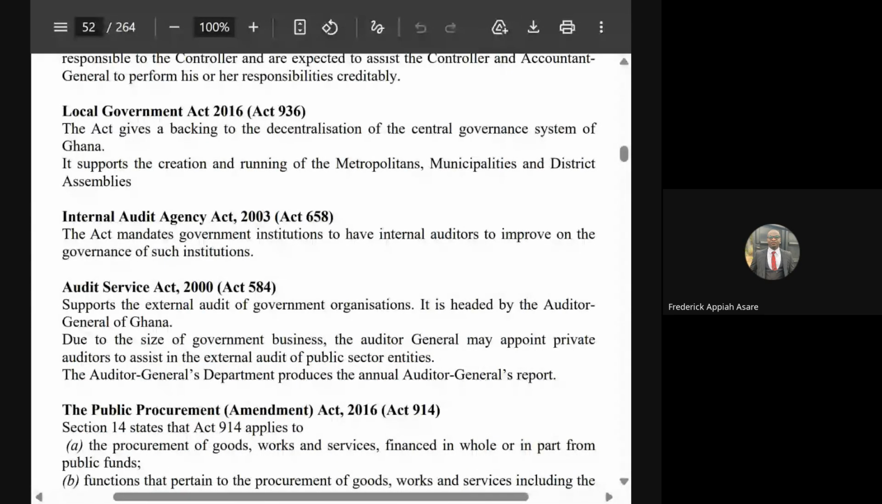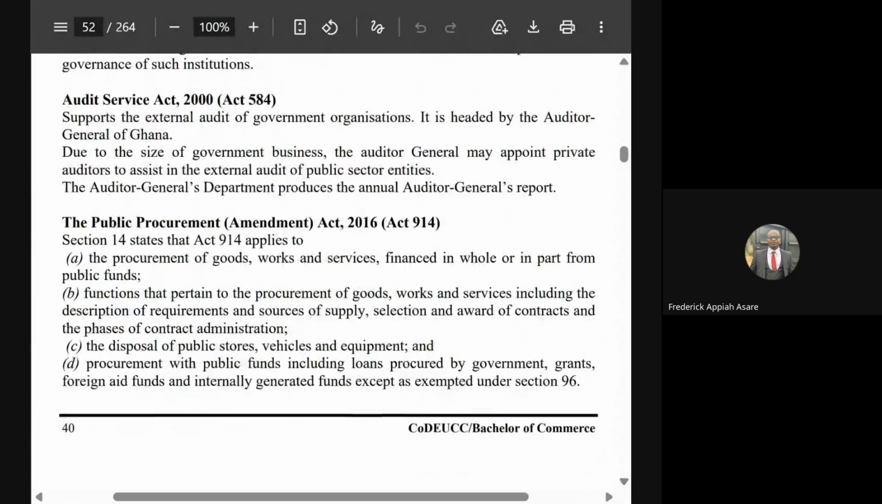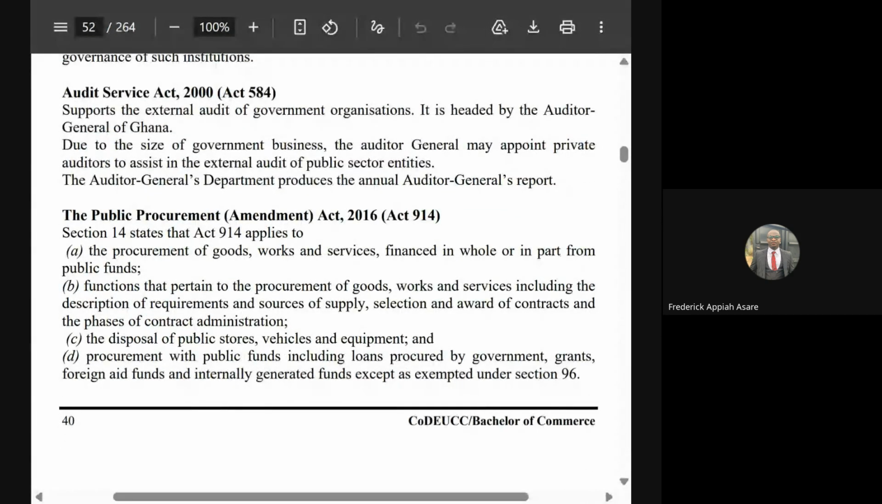Okay, so when it comes to the Internal Audit Agency Act also, this mandates government institutions to have internal auditors to improve their governance of such institutions. The Audit Service Act 2000 also is another regulatory framework, a set of rules that is going to guide the operation and the utilization of public funds.